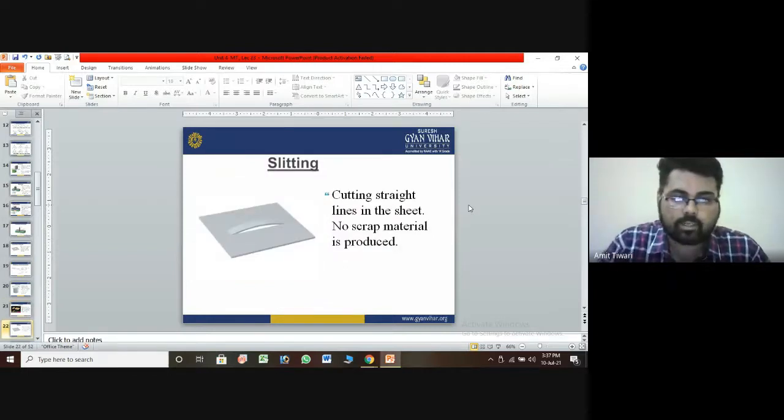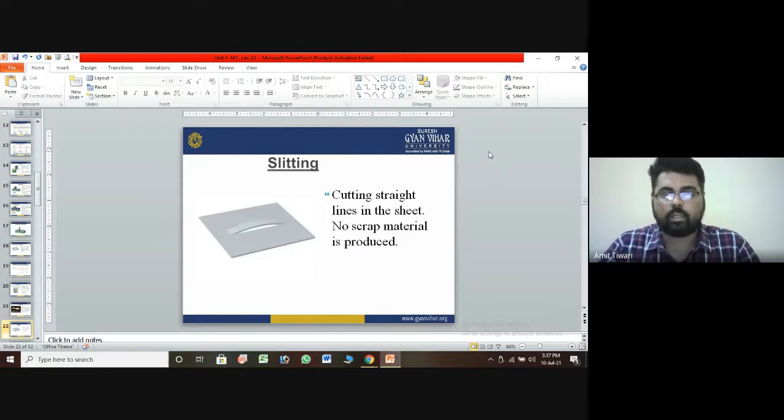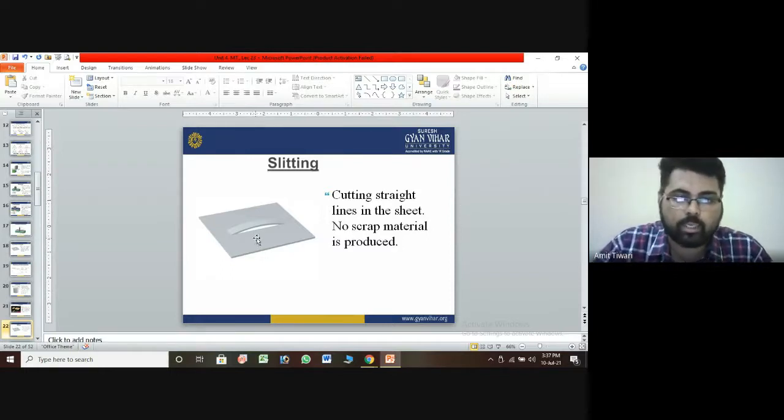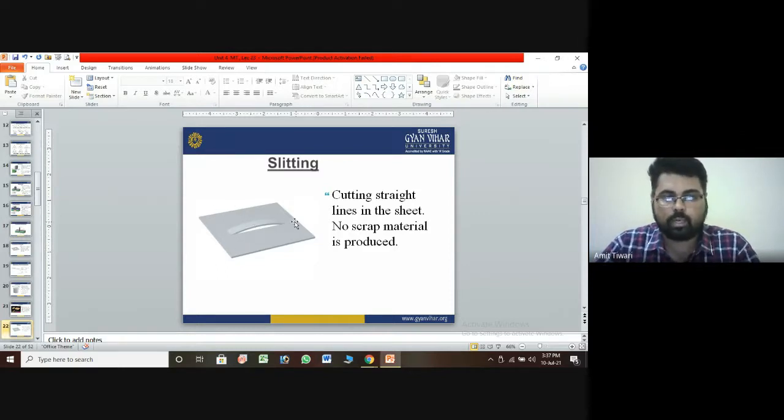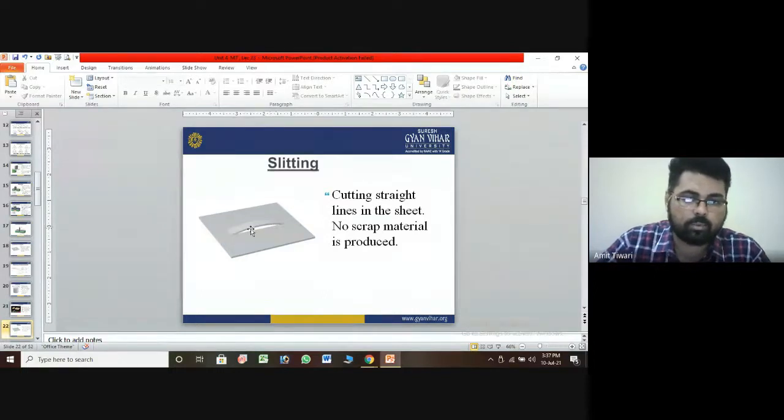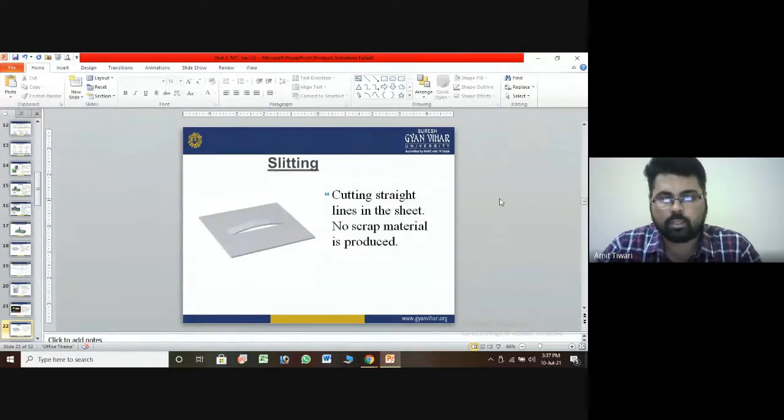Slitting is cutting the portion along a straight line in the sheet. No scrap material is produced. So no scrap is produced, that means no scrap comes from this one. You can slit the material from that whole sheet we are covering. This one step is provided for the same, and it is known as slitting.